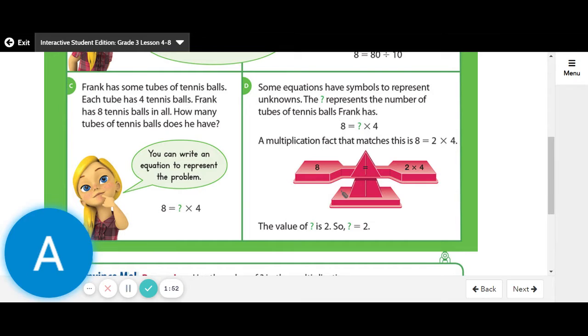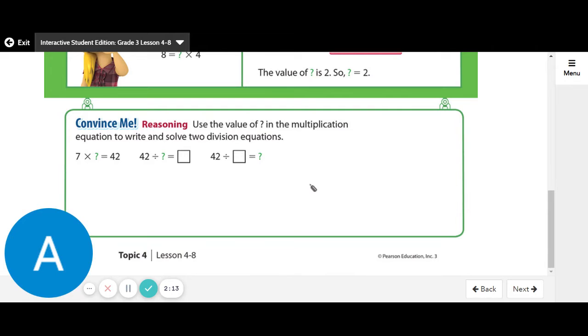Let's look at C. Frank has some tubes of tennis balls. Each tube has 4 tennis balls. Frank has 8 tennis balls in all. How many tubes of tennis balls does he have? You can write an equation to represent the problem. So we think 8 equals something times 4, since there's 4 in each tube. So we know 8 equals 2 times 4. So the question mark would be 2.